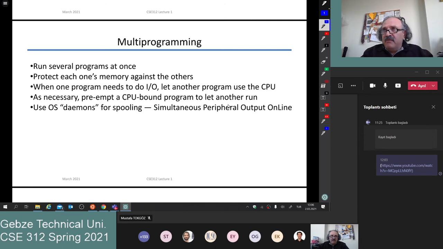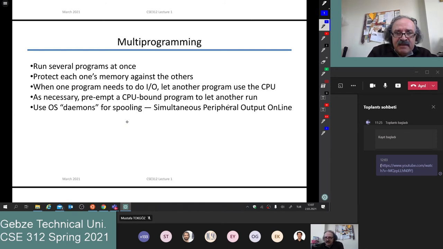Since I have many programs in my memory at the same time, I need to protect them from each other, from accidental memory writes or from hacking attempts. Who is going to provide this protection? Of course, the CPU, the hardware. When one program needs to do I/O, such as writing something to the printer or getting a character from the keyboard, it is blocked, because you ask the operating system to read a character from the keyboard or write something to the screen. So that process is blocked, and the operating system will let another program use the CPU.